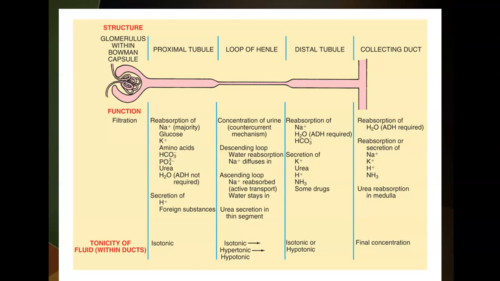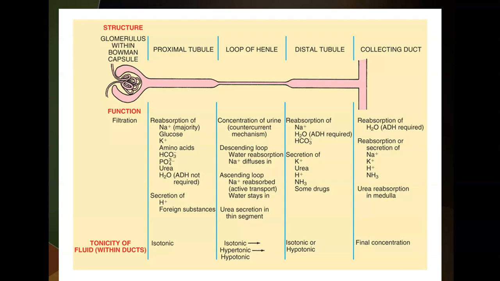The loop of Henle concentrates the urine. That's where the process starts. In the descending loop, water is reabsorbed and sodium diffuses in. In the ascending loop, sodium is reabsorbed via active transport and water stays in. And you have urea secretion also in this thinner segment.